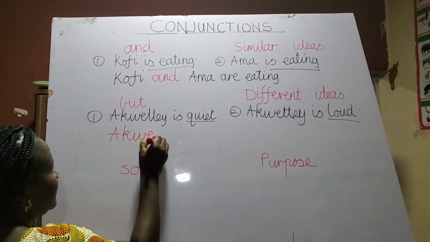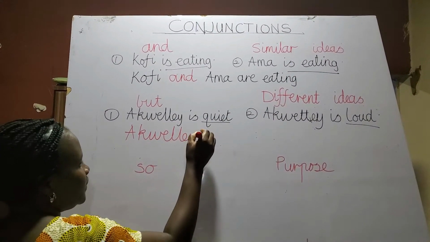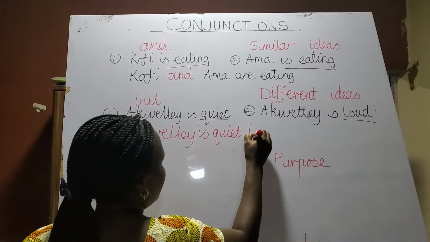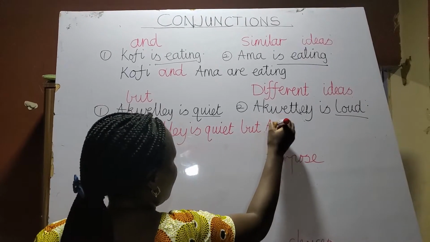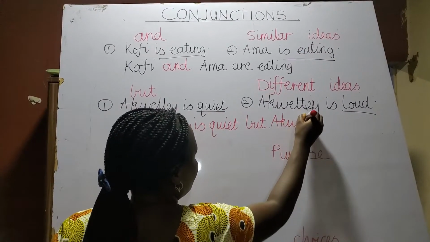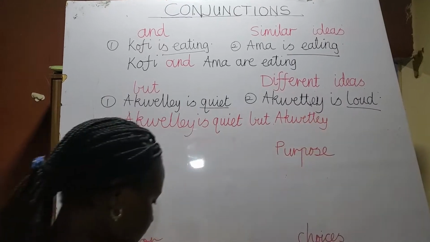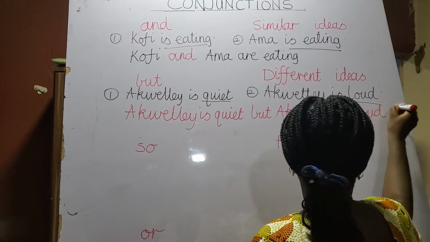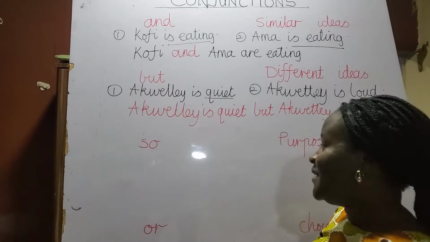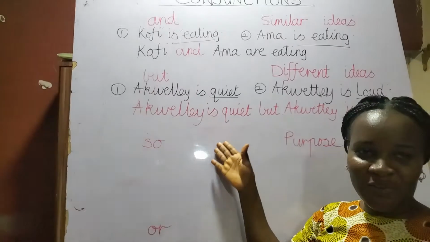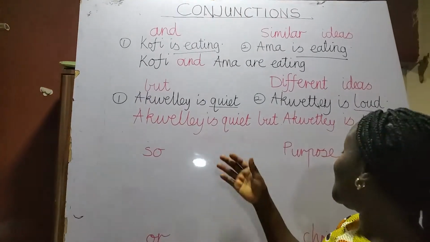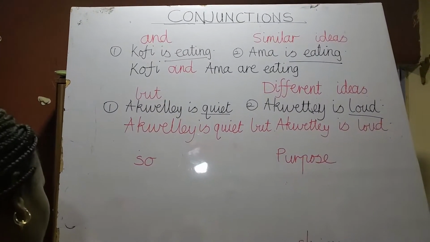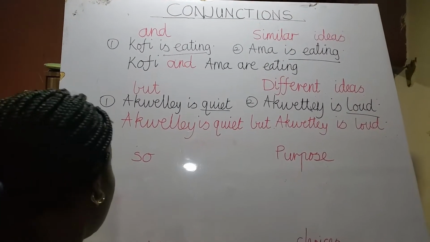Aquile is quiet, but Akwete is loud. Simple, isn't it? Now let's move on to the conjunction so. The conjunction so is used when we are talking about purpose. Okay, purpose. Let's see.